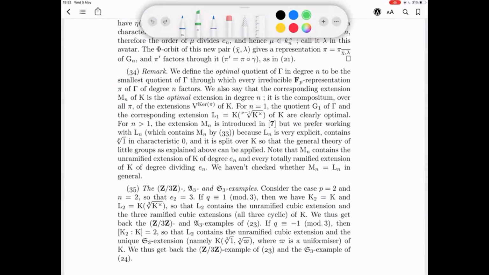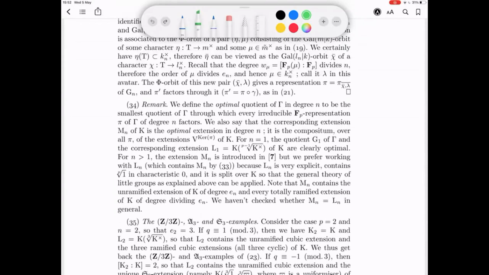So let me summarize what we have done. We have a P-adic field K, capital K. We are interested in the irreducible FP representations of the absolute Galois group of K. Why are we interested in these things? Because we had parametrized primitive extensions of K of degree P to the N with certain pairs consisting of a degree N irreducible representation of the absolute Galois group, and then the second term was something else. But the first component was an irreducible representation of that absolute Galois group.